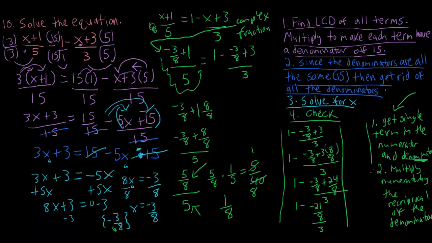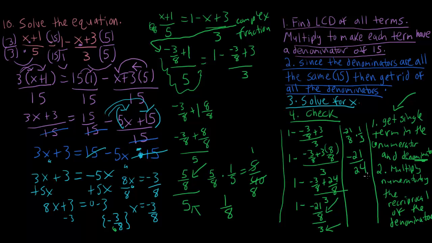And yeah, this is getting a little messy, but negative 21 over 8, just like right here, now there's a single term in the numerator, and the denominator is a single term. So now we multiply the numerator by the reciprocal of the denominator, so it'd be negative 21 over 8 times 1 over 3, and that's just negative 21 over 24.